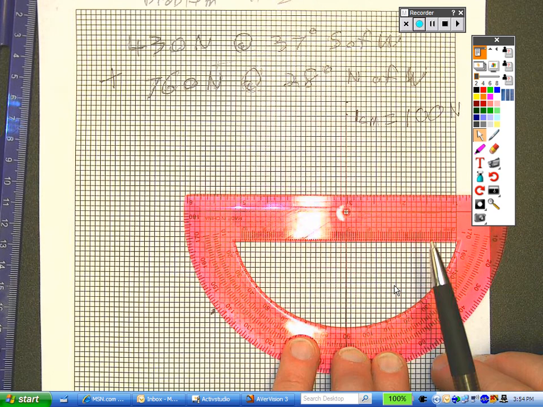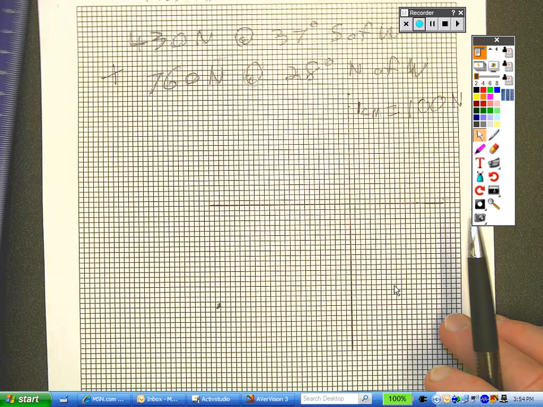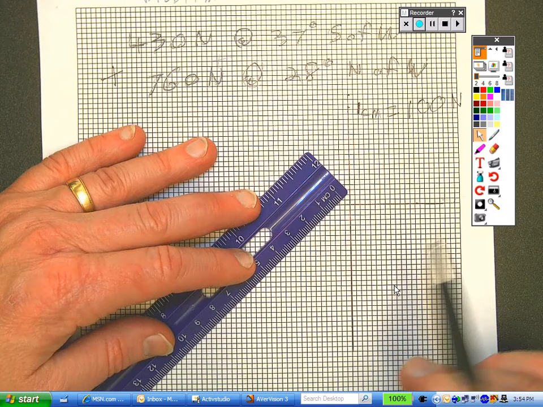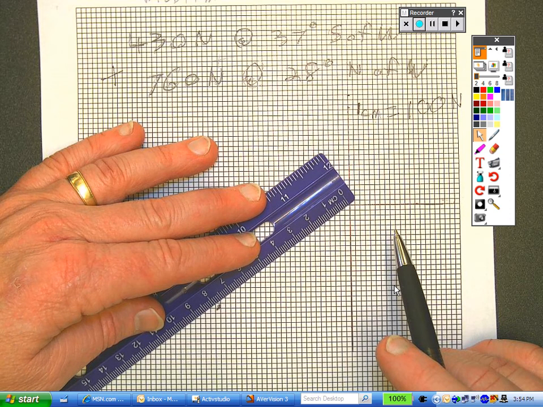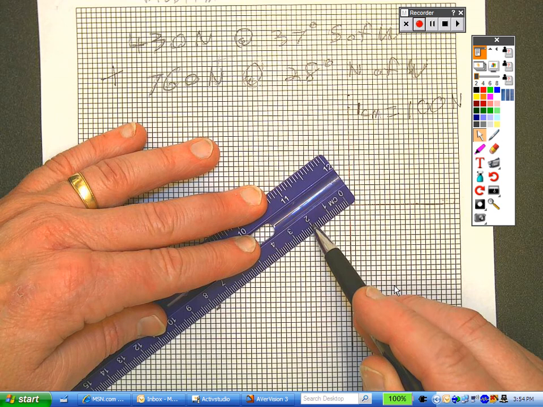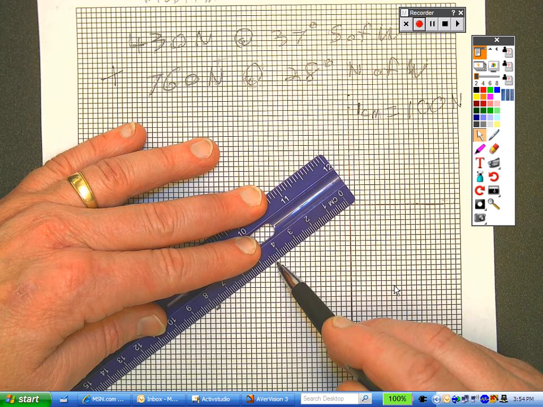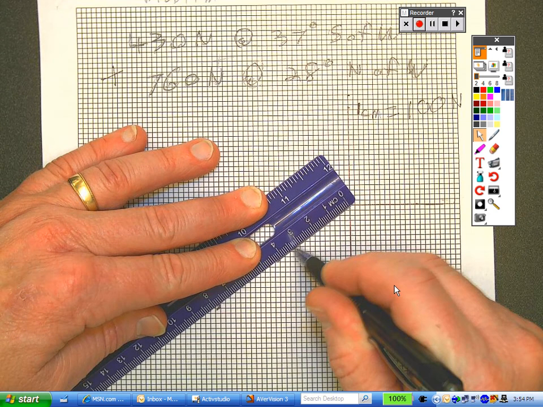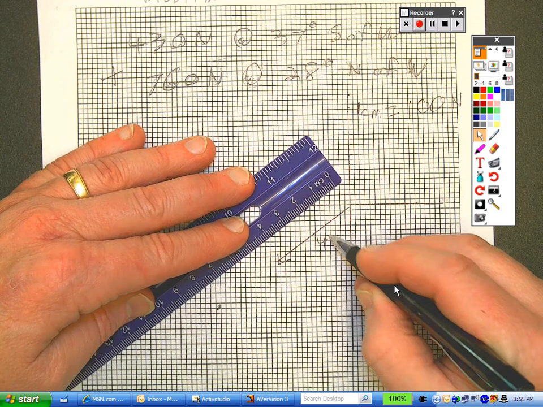Okay, I'm going to draw a vector that's exactly 430 newtons long. According to my scale, every one of the centimeters is 100 newtons. So I place my ruler there and measure it to scale: 100, 200, 300, 430, and that goes right about there. I'll make a line from there to there and draw an arrow. This is my 430 newton vector.